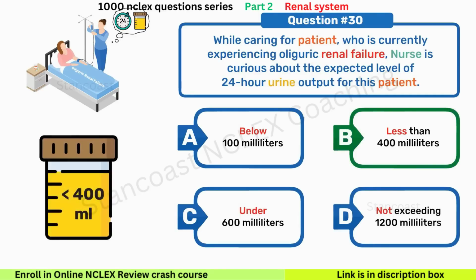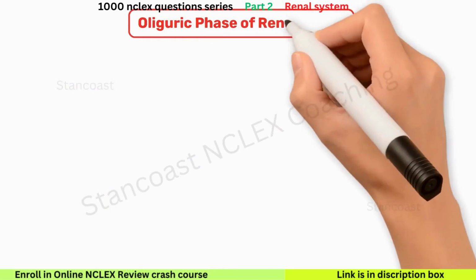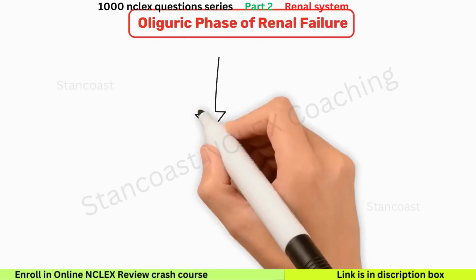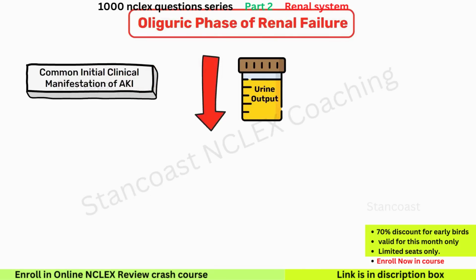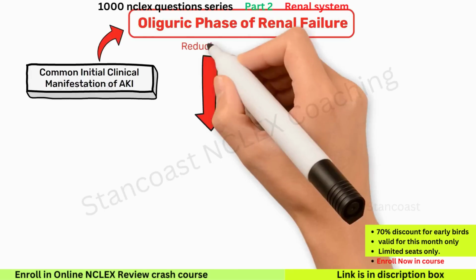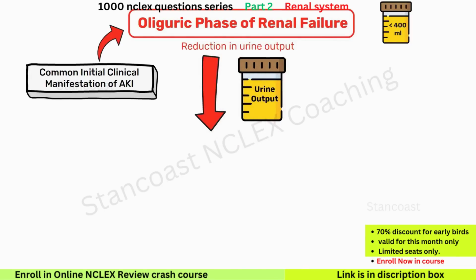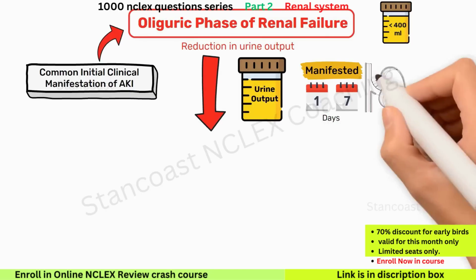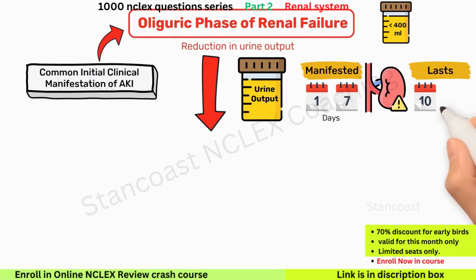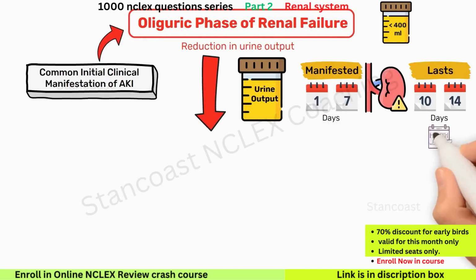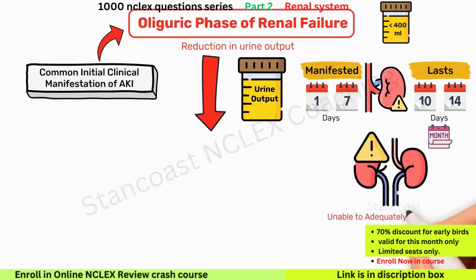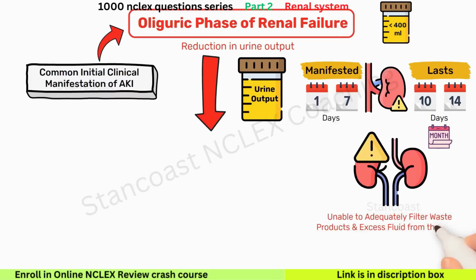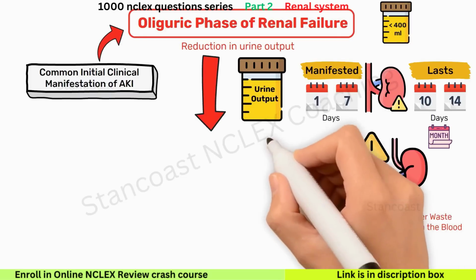Less than 400 milliliters. The oliguric phase of renal failure is characterized by a significant reduction in urine output. The most common initial clinical manifestation of AKI is oliguria, defined as a reduction in urine output less than 400 milliliters per day. Oliguria is manifested within 1 to 7 days of kidney injury. This phase typically lasts 10 to 14 days, but can last months in some cases. In this phase, the kidneys are unable to adequately filter waste products and excess fluid from the blood, leading to a decrease in urine production.